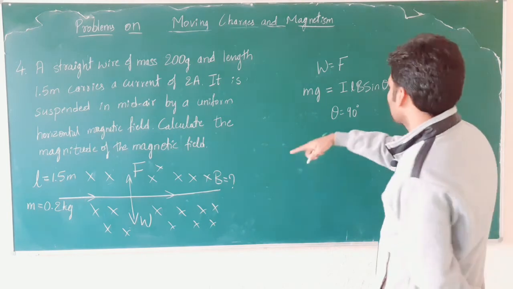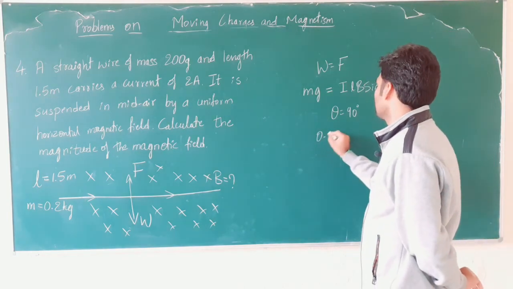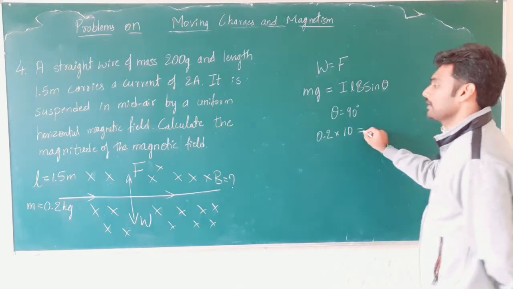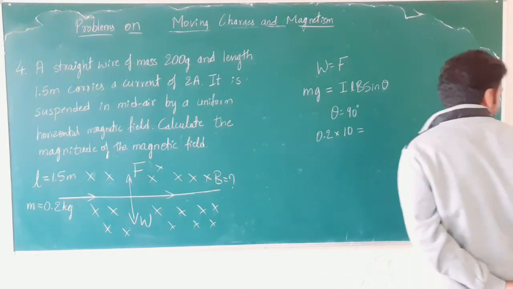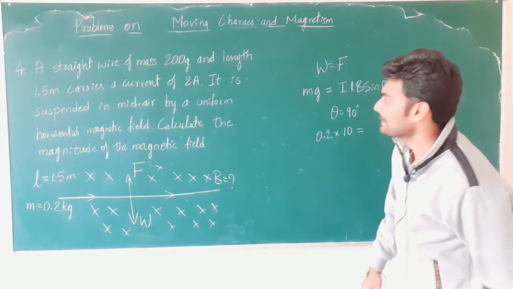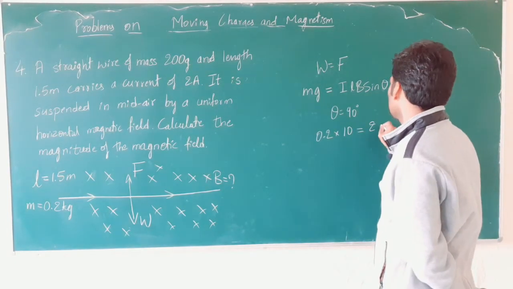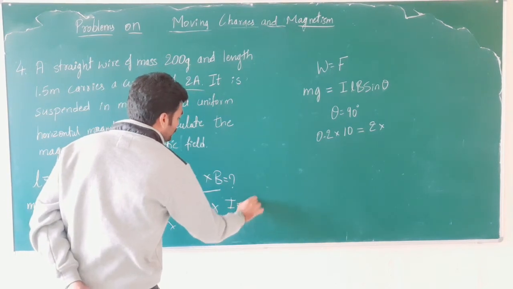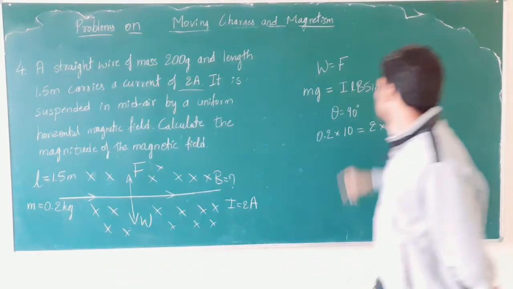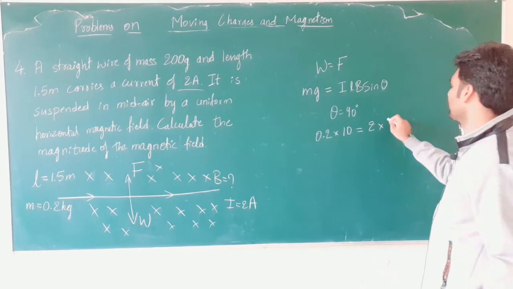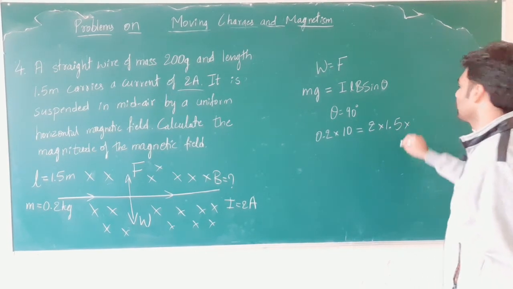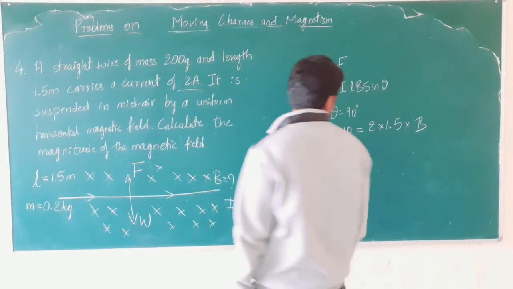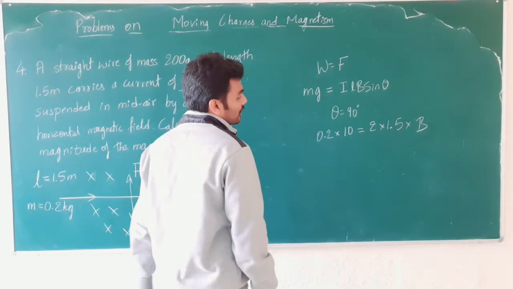Mass of the wire given is 0.2 kg. Let us take g as 10. Current through the wire I is equal to 2 ampere, so it is 2 into the length of the wire, given as 1.5 meter. The magnetic field is to be found. That's it. You have all the given data to find the value of the magnetic field, right?